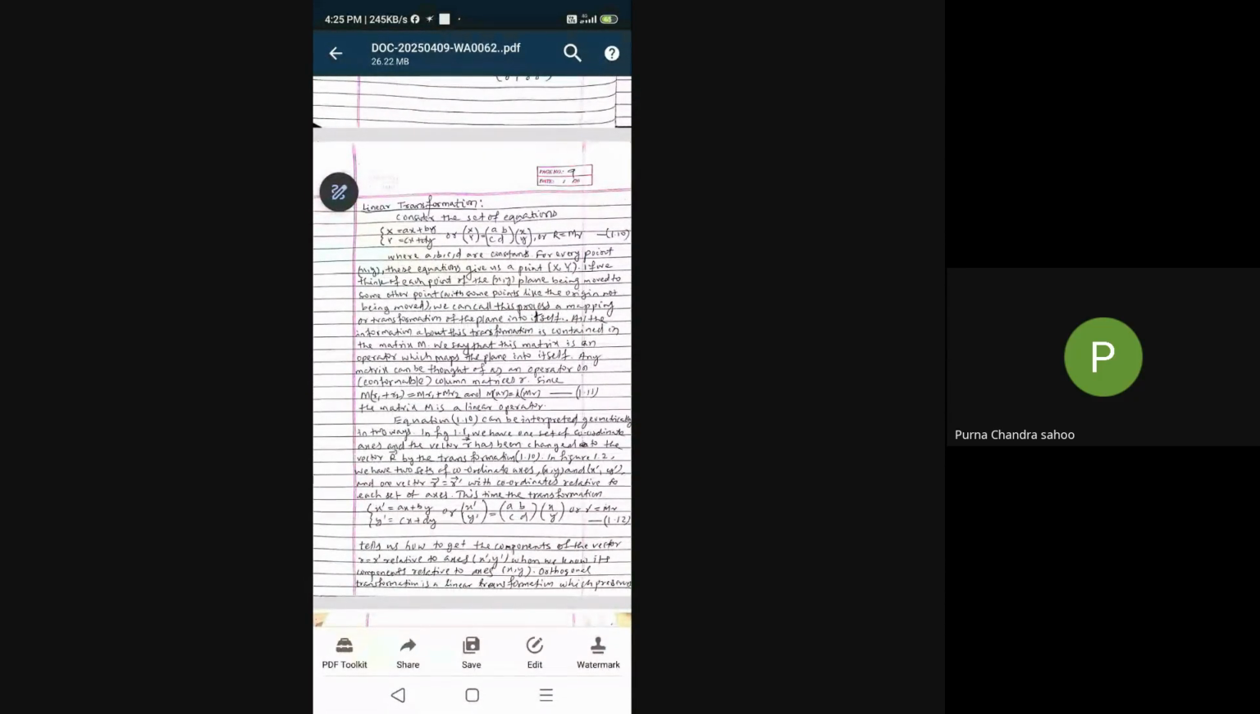Yes, sir. Then linear transformation, do you know it? No, sir. Okay. So consider a set of equations where X is equal to ax plus by and Y is equal to cx plus dy, where a, b, c, d are constants. Then you can express it in matrix form as shown on the screen: (X, Y) is equal to the matrix (a b; c d) multiplied by the matrix (x, y). Or you can write R' is equal to MR, where M is the matrix (a b; c d), R' is (X, Y), and R is (x, y).